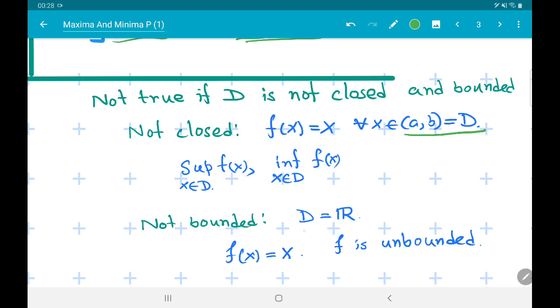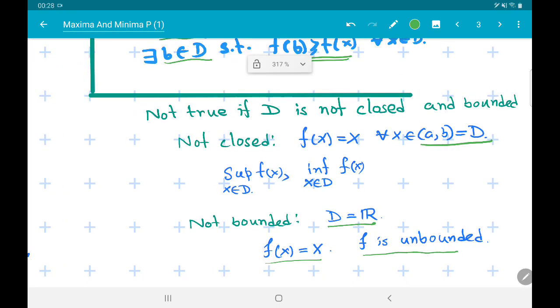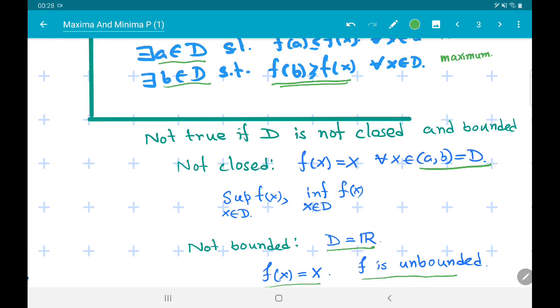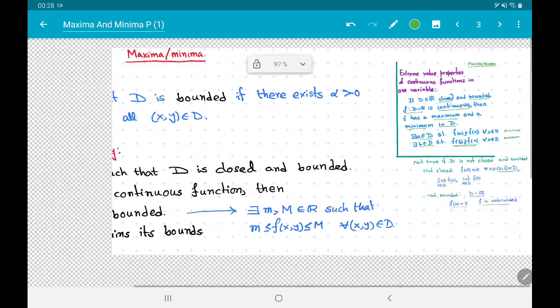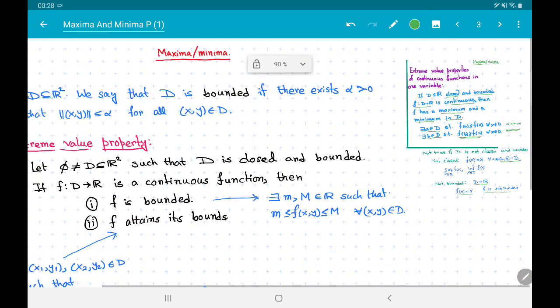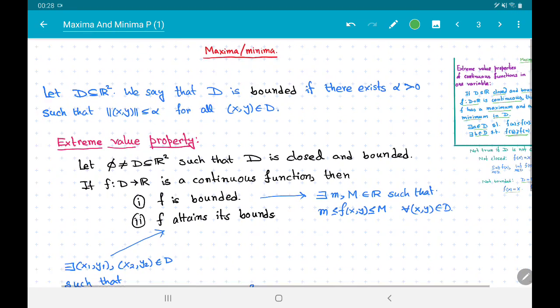What happens if the set is not bounded? You could take D to be the whole of R, and again the identity function works. In that case, forget about having a maximum or minimum; you could easily see that f is an unbounded function. So what we are going to do now is look at a higher dimensional analog, and strictly speaking a two-dimensional analog, of this theorem that I have just mentioned.